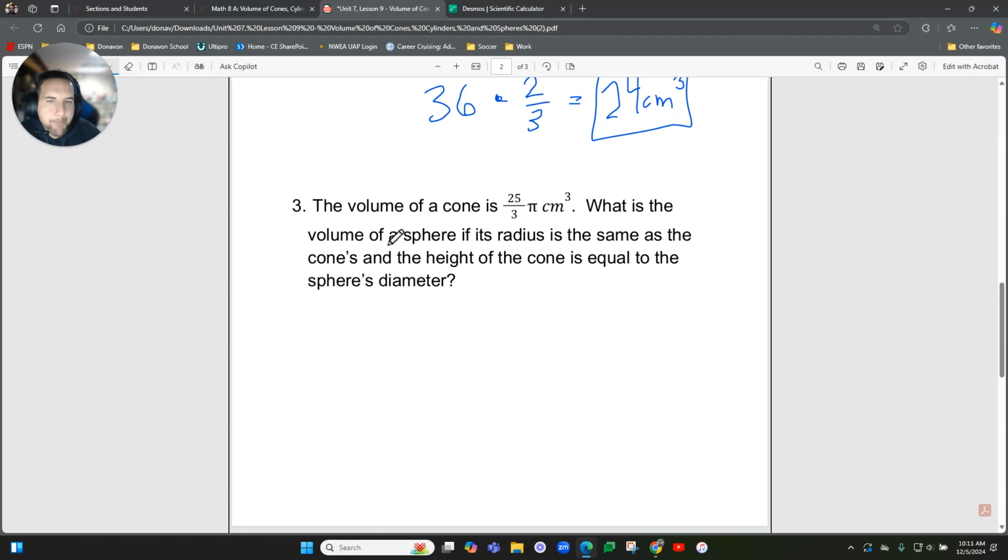All right. This one says the volume of a cone is 25 over 3 pi centimeters cubed. What is the volume of a sphere if its radius is the same and the cone's height is the same as the sphere's diameter? It's just going to keep giving that special circumstance. Again, we're just looking at the relationship between a cone and a sphere.